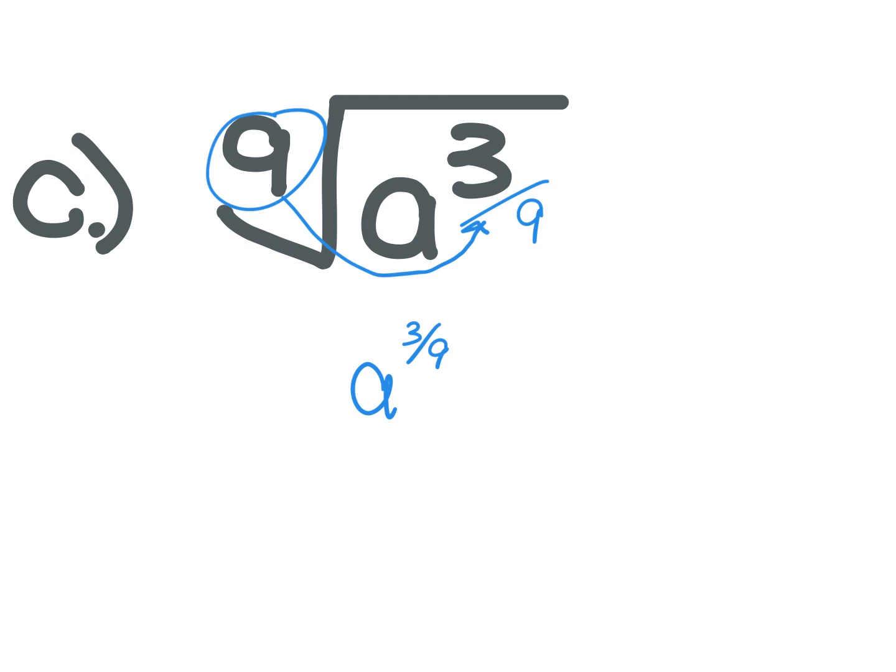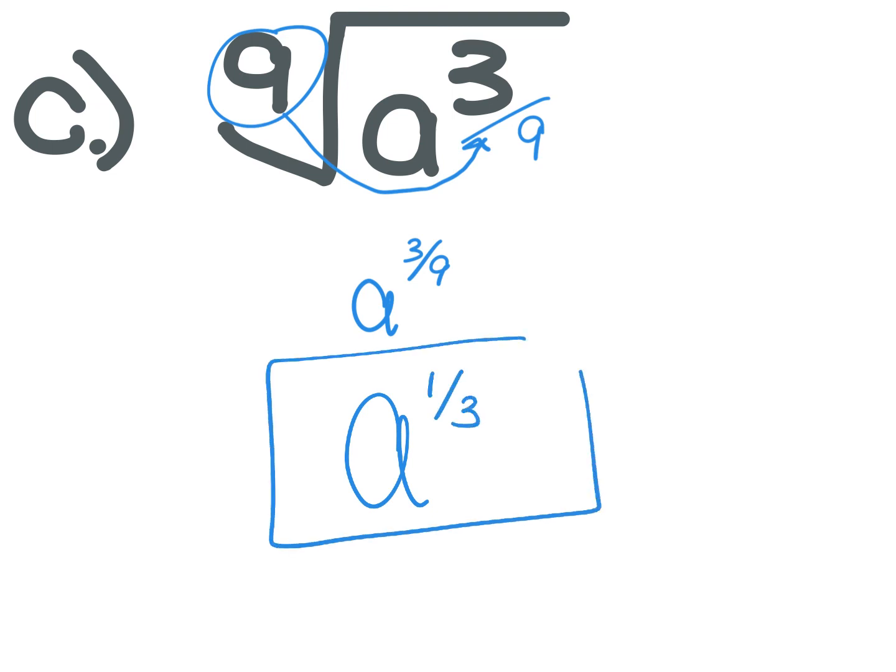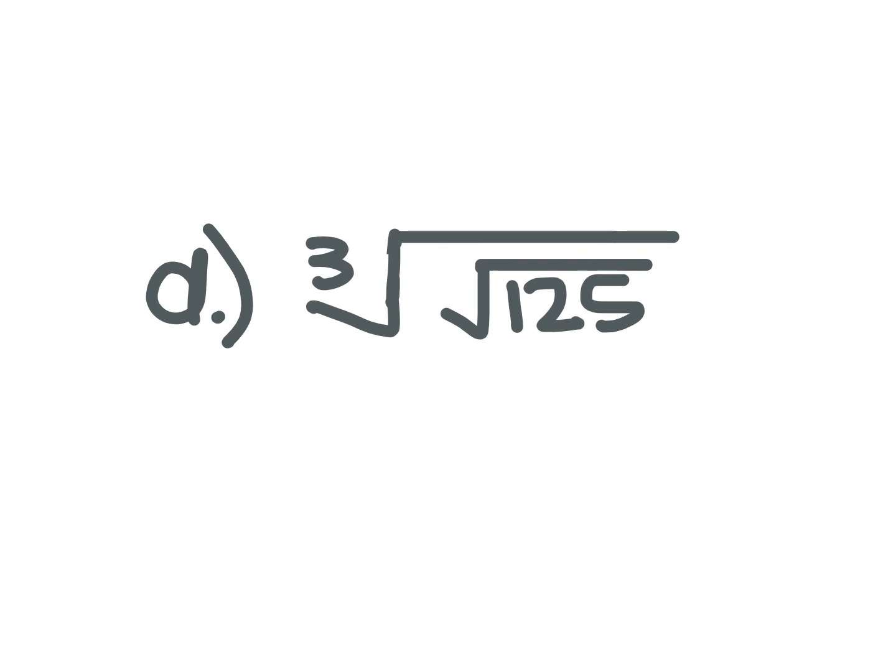Is that simplified? No, I could write it as a to the what? To the 1 over 3? 1/3. You're fine. I know what you're thinking. You're okay. But perfect. If it's a radical, the little number, the index, becomes the denominator of the exponent. If it's a rational, then the denominator goes out front and becomes the little index. So like this one. How can I simplify this?